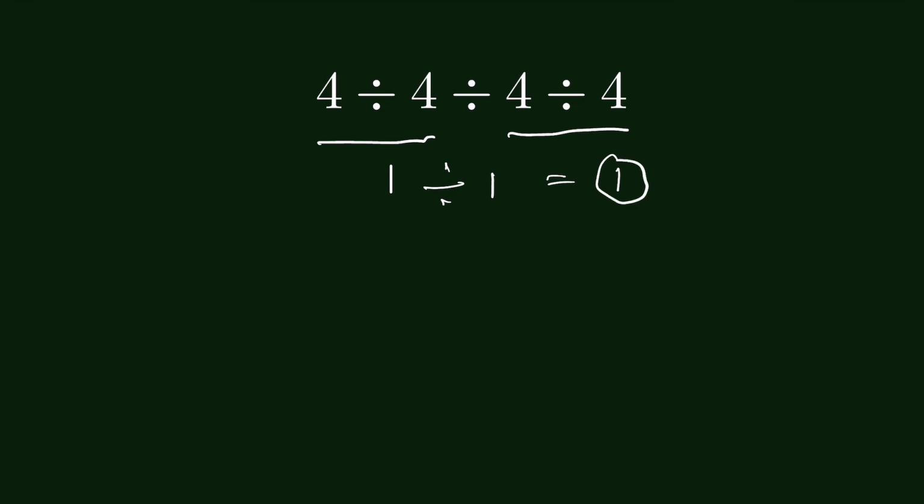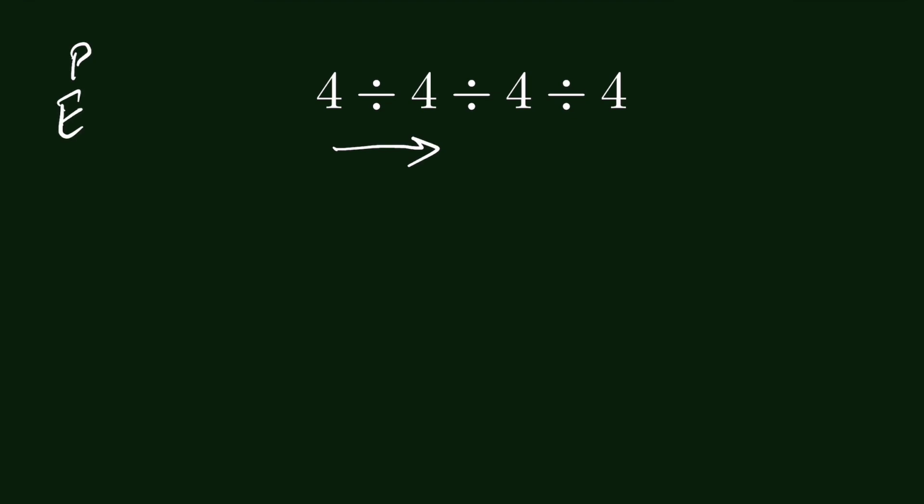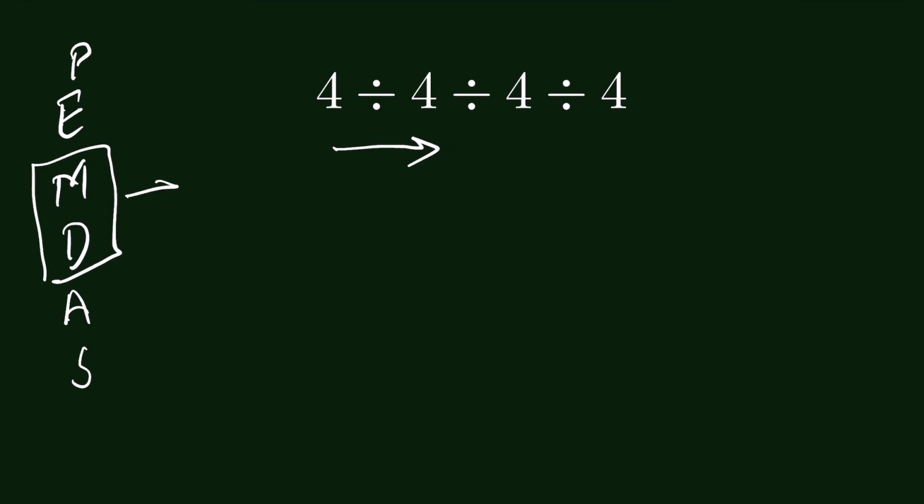But this is not how we solve it, because division and multiplication are reciprocal actions, and we have to solve from left to right. So we start from left to right. As you know, the order of operations is parenthesis first, then exponent, then multiplication, division, addition, subtraction. Multiplication and division are grouped together and we solve them from left to right because they have equal priority.